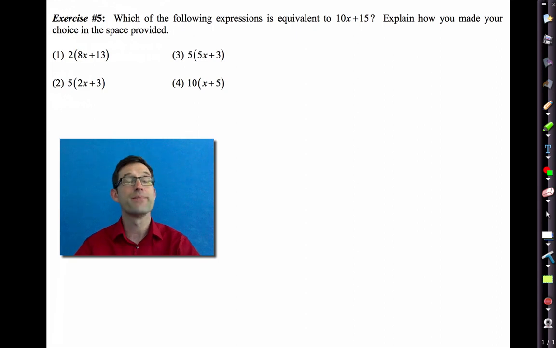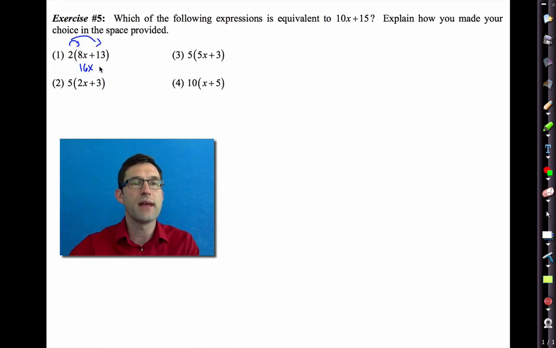All right, let's go through it. Well, probably the most straightforward way of doing it is to actually apply the distributive property to each of these four. I'm going to do it very quickly. If I applied the distributive property in number 1, I'd get 16x plus 26. Well, those aren't the same, so no. If I distributed the 5 here, I'd get 5 times 5, which is 25x plus 15. Closer, but still not the same.